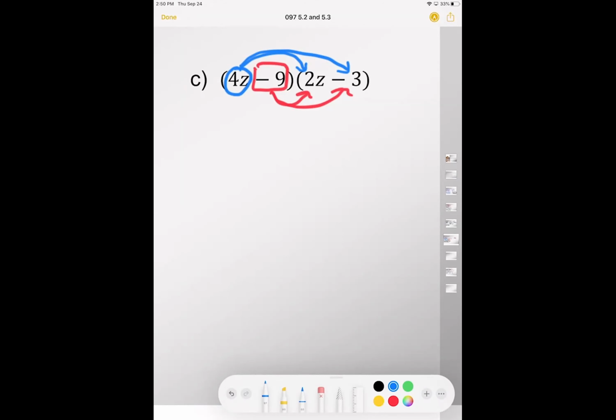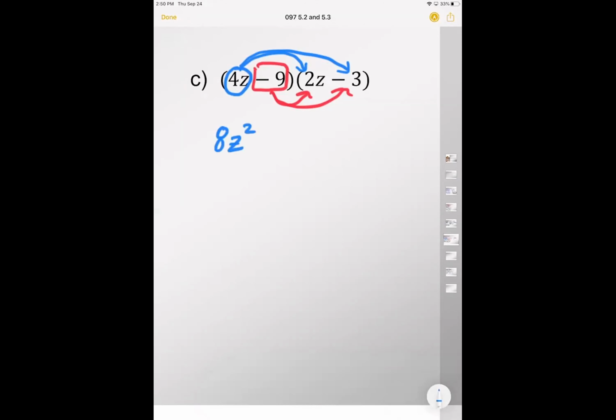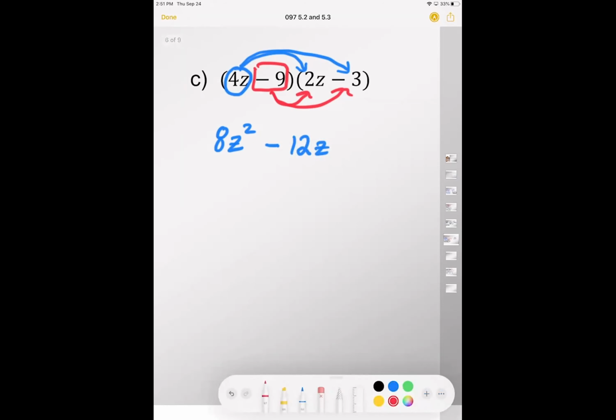So if you do this, hopefully this is what you guys have, right? 4 times 2, do you agree that will give me 8? And the z times the z gives me z to the second power. And a 4 times a negative 3 gives me a negative 12. I bring down my z. And question on where I have my blue ink, right? I took the 4, I multiplied it to the second parenthesis.